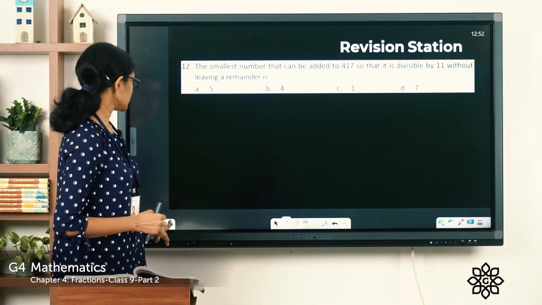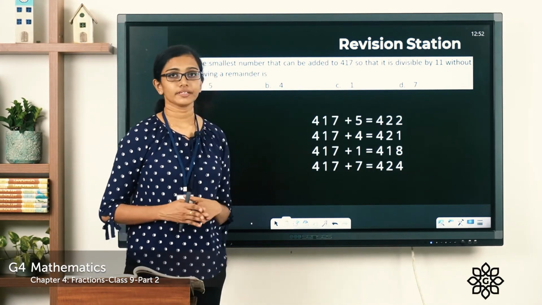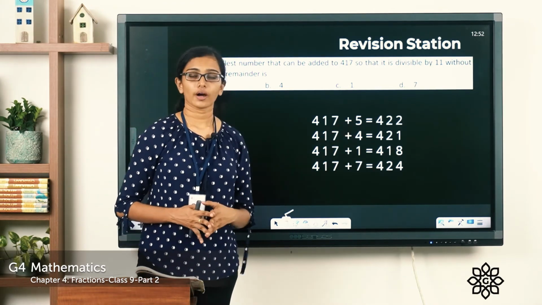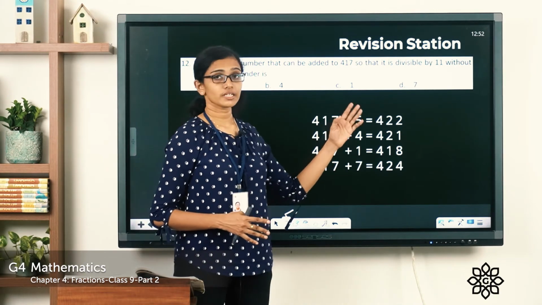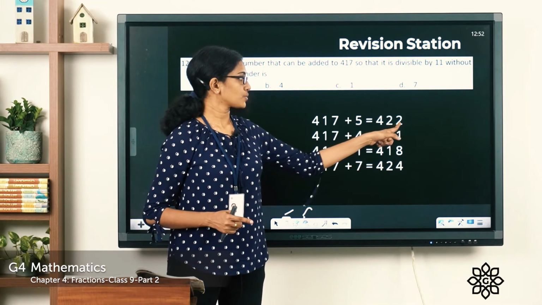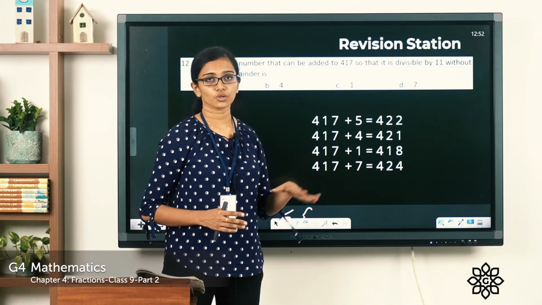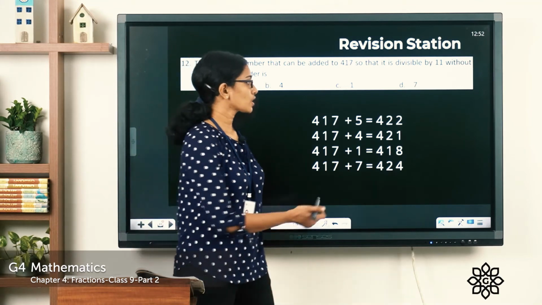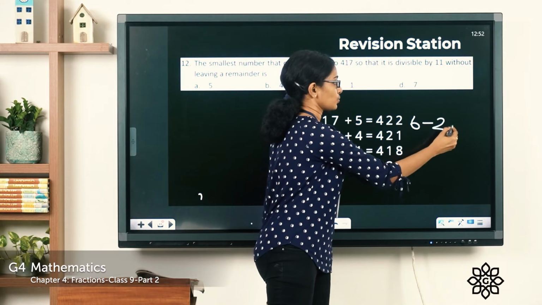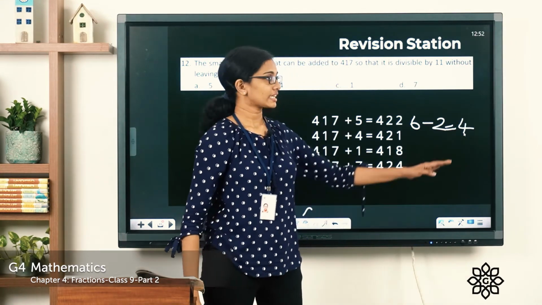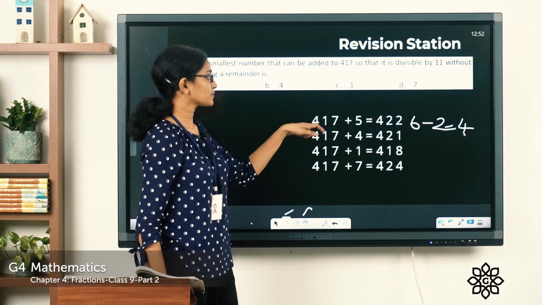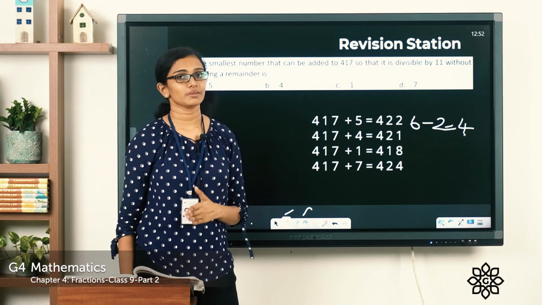So the first option is 5. 417 plus 5 is equal to 422. Now let's take the difference of the sums of alternate digits. Which are the alternate digits here? 4 and 2, and this 2, and there is no more digit here. So let's take the difference. 4 plus 2 is 6, minus this 2, that is equal to 4. See, the difference is neither 0 nor 11. So even if you add 5 to this 417, it will not become divisible by 11.